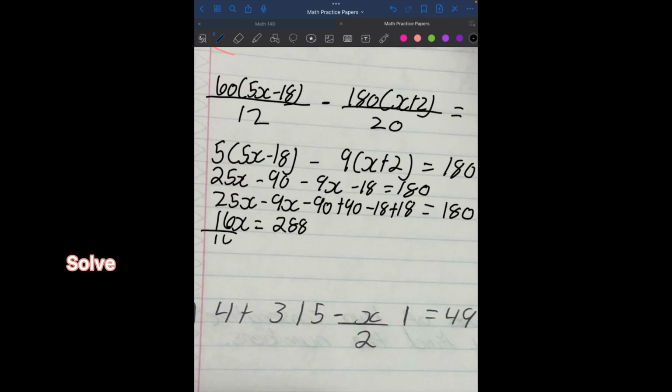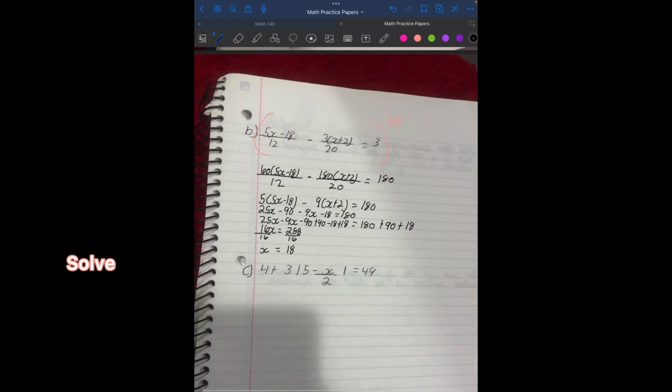So we divide by 16, x is equal to 18. And remember, we used 60 because that's the lowest common denominator of 12, 20, and 1.